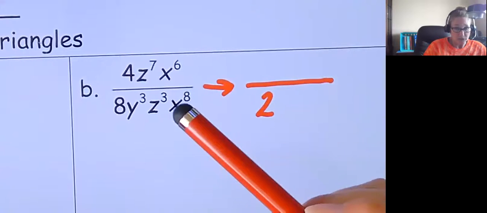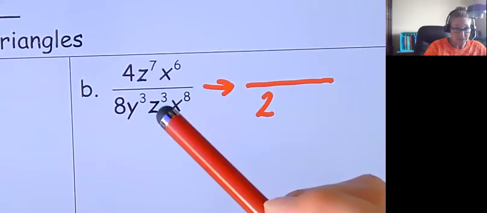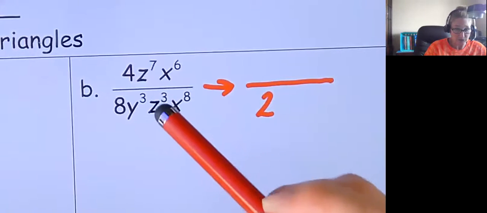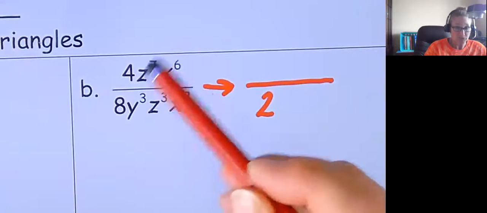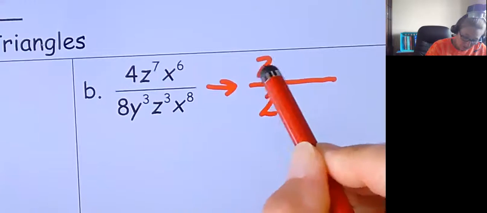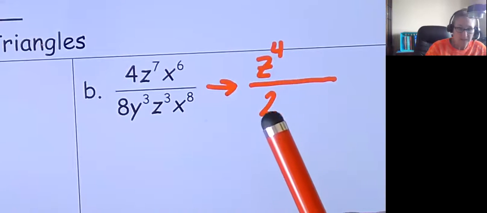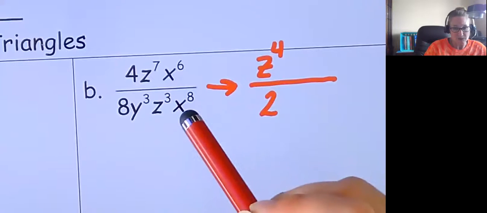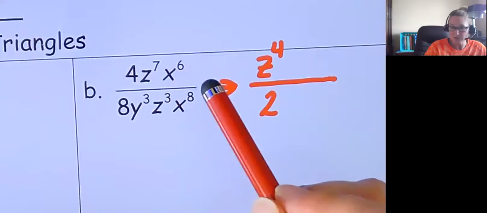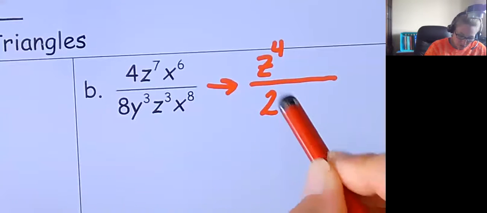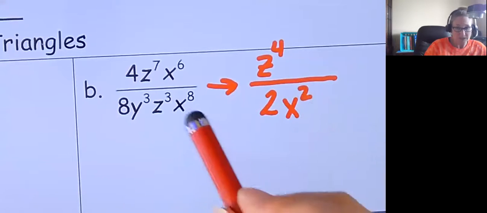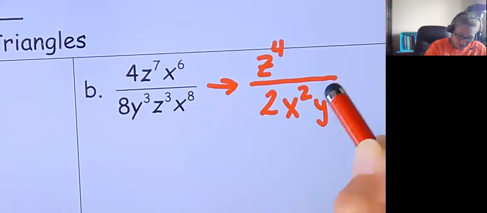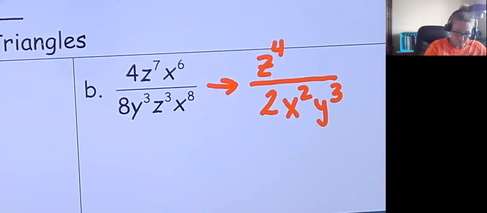And now I'm going to be looking at each letter. So looking at my Z's, I have 7 Z's on top. I have 3 Z's on bottom. So 3 on bottom can cancel with 3 on top, and I'm left with 4 on top. Now my X's, I have an X to the 6th on top and an X to the 8th on bottom. So 6 on top can cancel with 6 on bottom, leaving me with 2 on bottom. Now my y to the third, I don't have any y's anywhere else, so that y to the third is going to stay, and that's your answer.